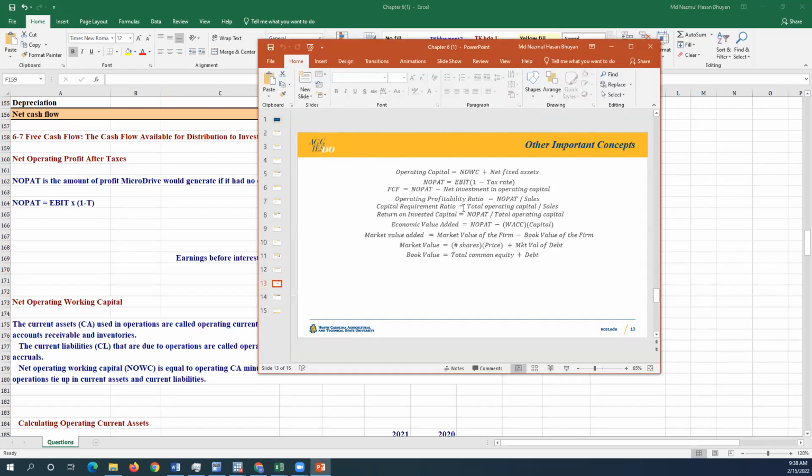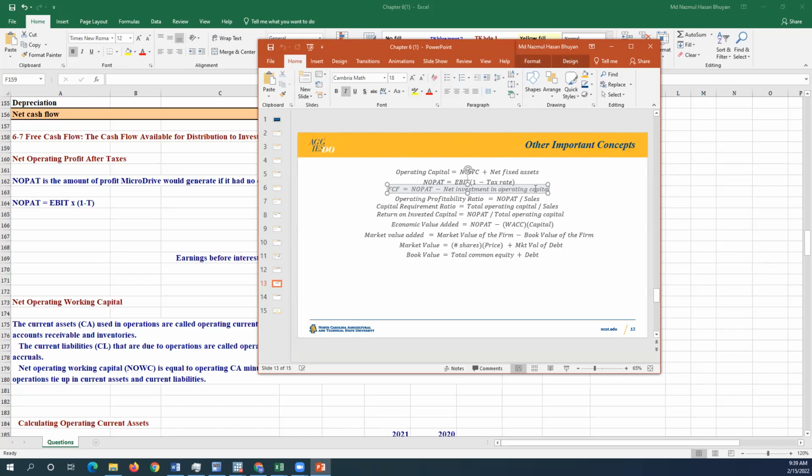Now, here you can see the free cash flow is the difference between net operating profit after tax and changes in the operating capital. Then net operating profit after tax formula is this. So to calculate net operating profit after tax, you need to know earnings before interest and tax and the tax rate.